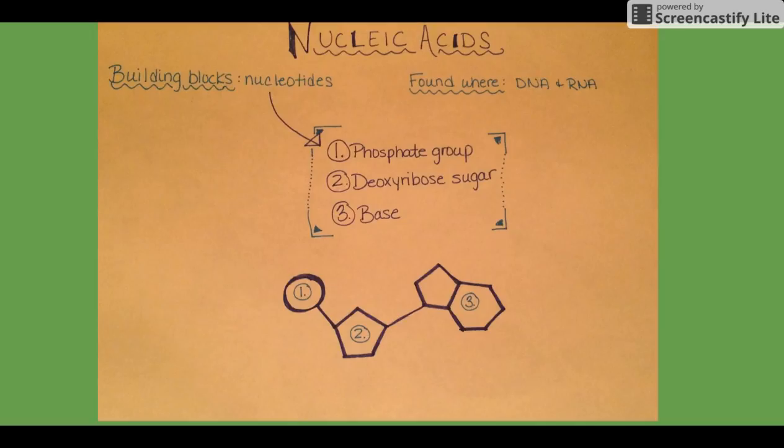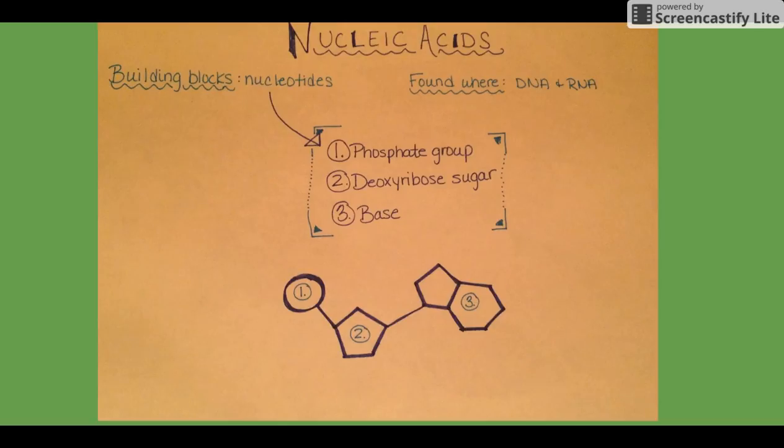Finally, we're going to talk about nucleic acids briefly. We'll talk a lot more about this in the spring, but the building blocks for the nucleic acids are nucleotides, and these are found in our DNA and RNA. And so there are three parts to a nucleotide.